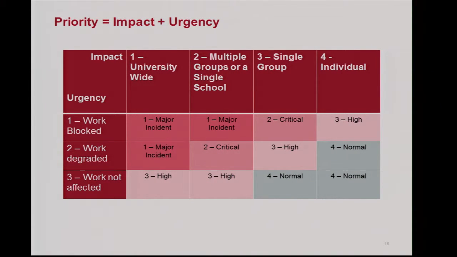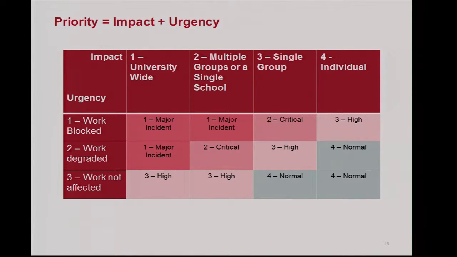Within the ITIL framework, priority is the result of two factors, impact and urgency. Impact is how big a problem you have. Is it an individual or is it university-wide? Urgency is how bad a problem you have. Is it that my work's not affected, I can't print to my printer today, but I can use the one next door? Or is it that my work is blocked? They upgraded my computer last night and this morning it's a brick.